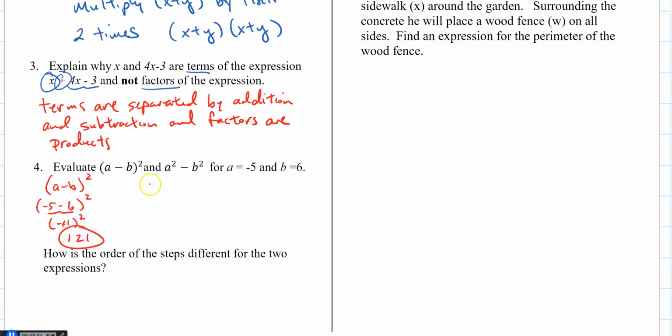And we do the same process for the second expression, a squared minus b squared. This time it's negative 5 squared minus 6 squared. Negative 5 squared is 25. Minus 36 gives me negative 9. Nope, not negative 9. Negative 11.